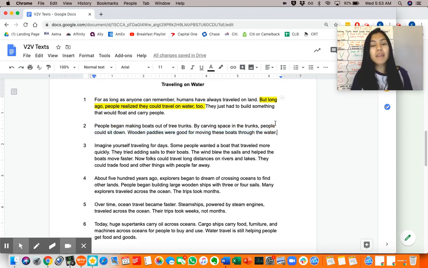Scholars, remember, I'm going to first check that first sentence. The first sentence says, people began making boats out of tree trunks. Well, ELA Masters, if I didn't know that, the rest of this paragraph about carving space in the trunks and using wooden paddles really wouldn't make any sense. They support the idea that people began making boats out of tree trunks. This is the topic sentence. Show me a yes if you already knew that. Good. Let's add this to our Google form.